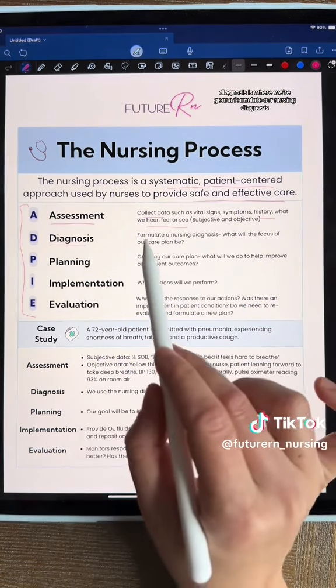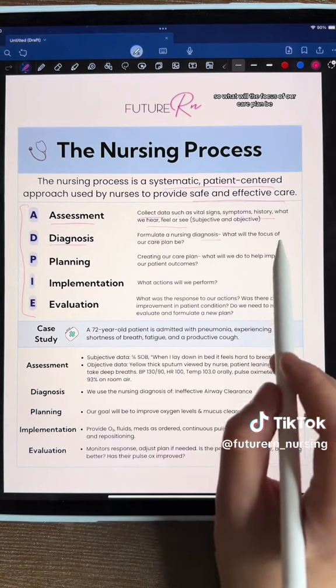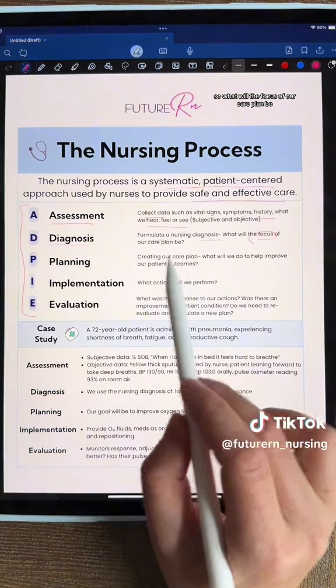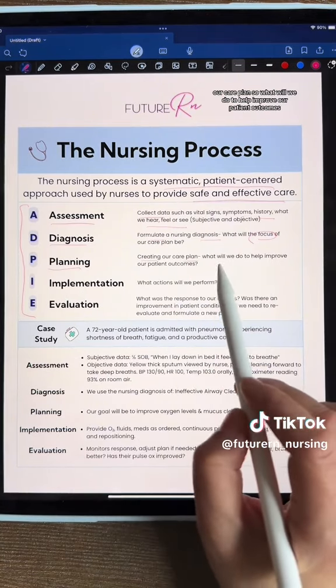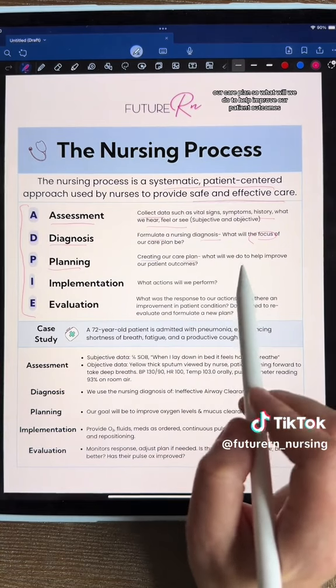Diagnosis is where we're going to formulate our nursing diagnosis. So what will the focus of our care plan be? Planning is going to be where we create our plan, our care plan. So what will we do to help improve our patient outcomes?